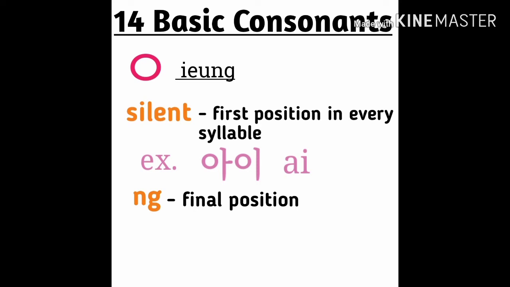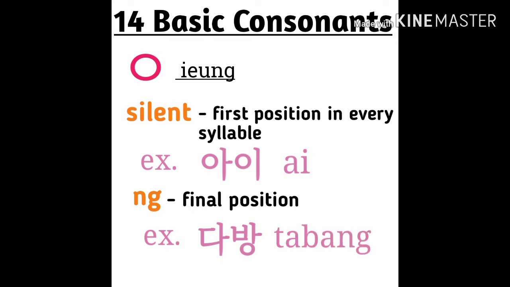Next rule, when iyung is placed in the final or last position, it will sound as ng. Let's say for example, this word. The iyung is placed in the final position in the second syllable, and as a rule, it will sound as ng. We will pronounce this word as tabang.